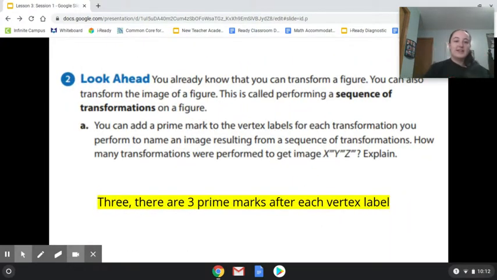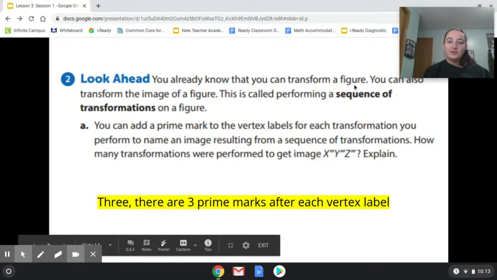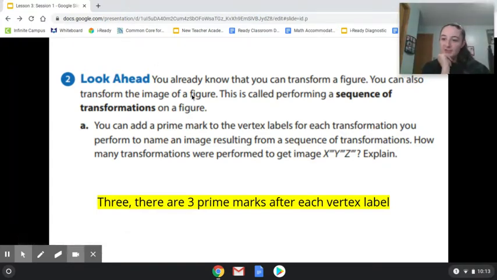Now we have the look ahead. And so you already know you can transform a figure, so we've discussed this. And you can also transform the image, which is why we have that sequence of transformations.